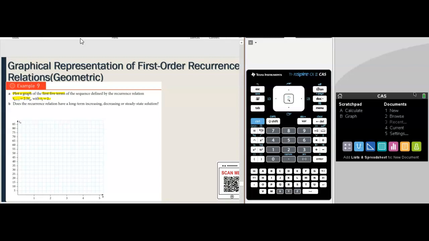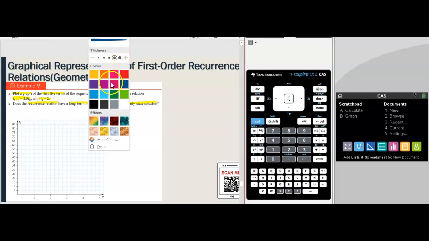Okay? We are going to look at the CAS calculator later, but we highlight the keyword first from the question. The next one is, does the recurrence relation here actually have a long-term increasing, decreasing, or steady state solution? So you have to decide based on the diagram drawn which of these is actually applicable to the graph. Okay, right, so I'm going to write out the information from the question here.